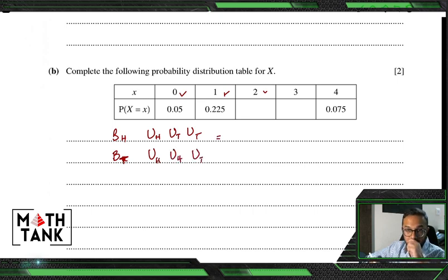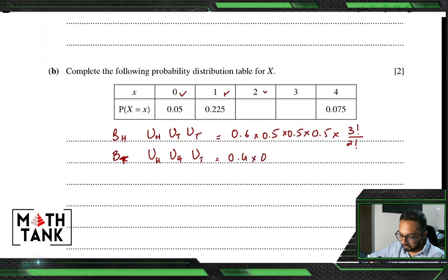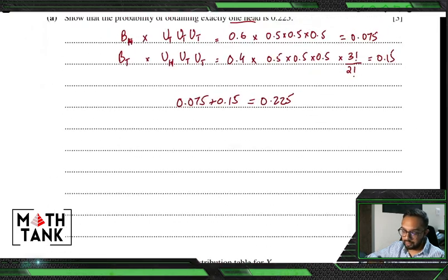So I'm again calculating in the same way that I did earlier. I'm going to say that 0.6, 0.5, 0.5, and 0.5 into 3 factorial divided by 2 factorial. And 0.4, 0.5, 0.5, 0.5.